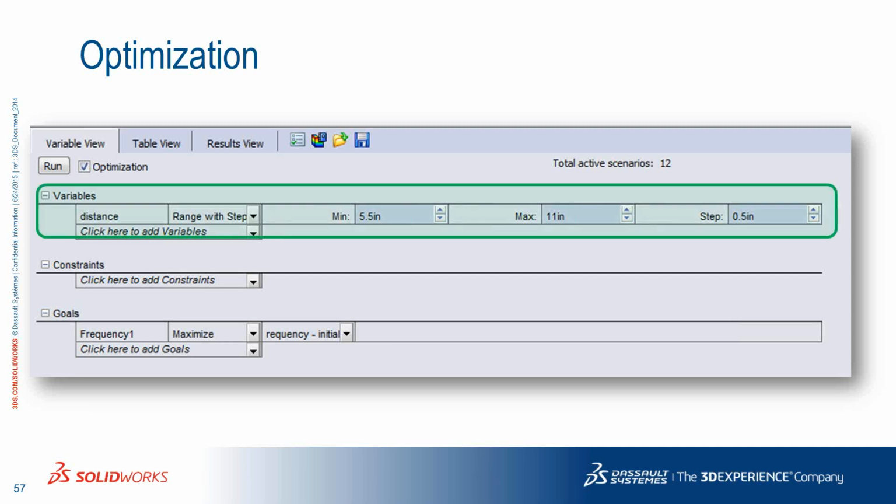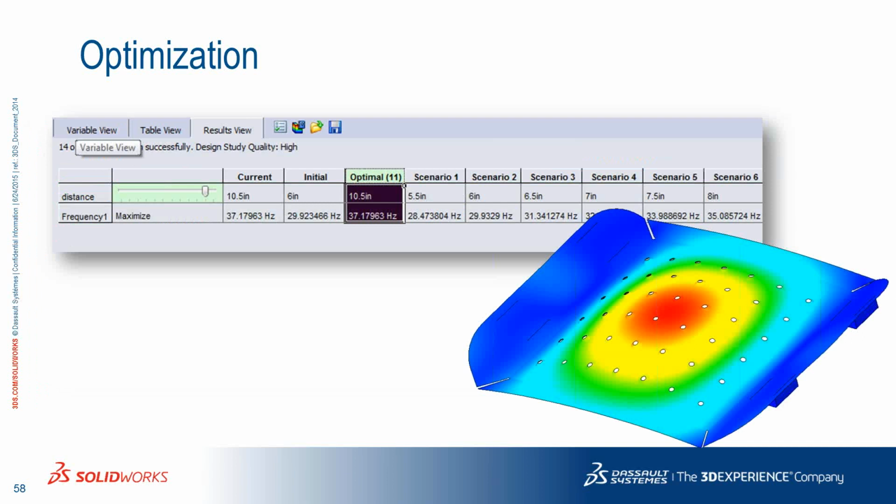So again, all I'm doing here is changing the distance between a range of values. And then my goal is pretty straightforward. I want to maximize the natural frequency, the first natural frequency. So that's a simple two-step process when you want to optimize based on the frequency results. And the result of the optimization is going to be the optimal design.